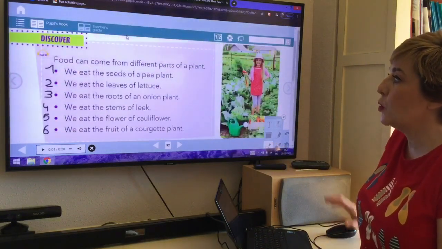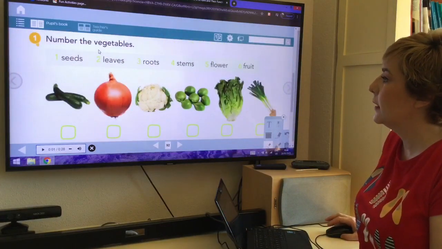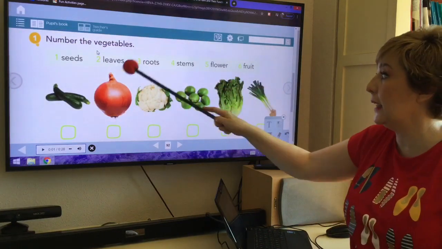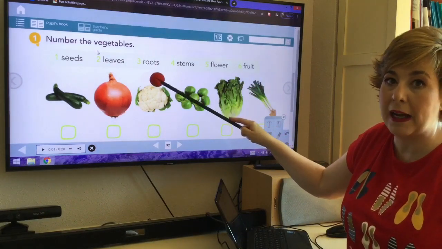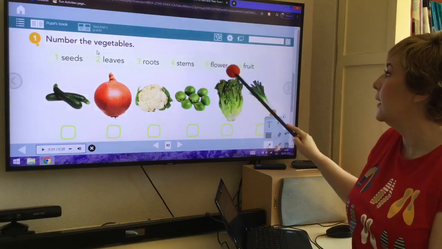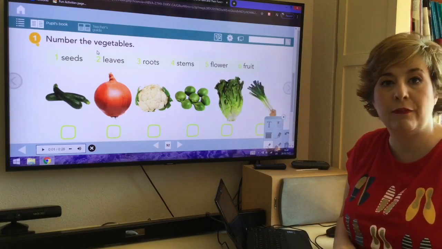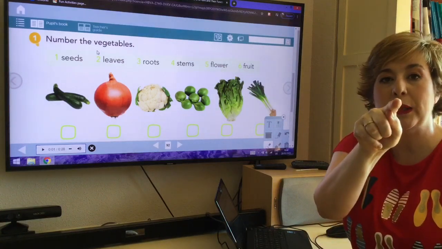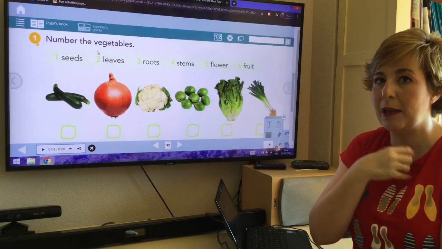Now, according to what we read, we have to write. If we eat the seeds, we put number 1. If we eat the leaves, we write number 2. If we eat the roots, we write number 3. If we eat the stems, we write number 4. If we eat the flower, we write number 5. And if we eat the fruit, we write number 6. Okay, pause the video, you do it, and then I'll show you the correction. But you do it on your own, don't do it with me, okay? Pause the video.